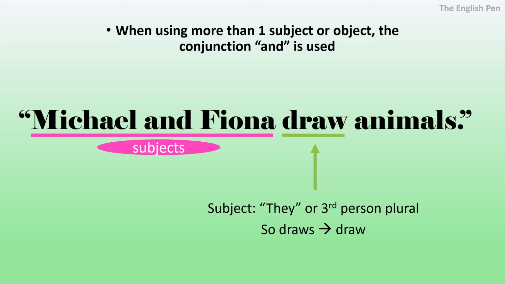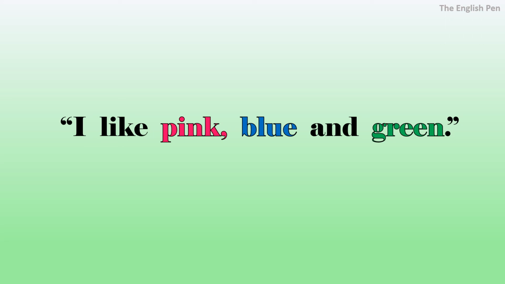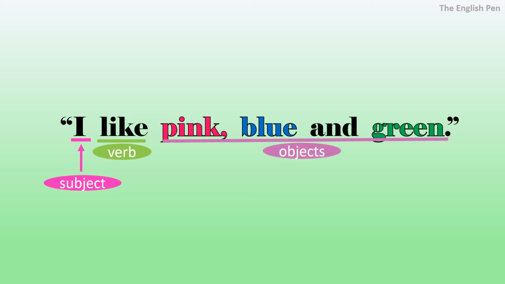Just like subjects, there can be more than one object in a sentence. We can join multiple objects by using and. For example, I like pink, blue, and green. First of all, we need to identify the subject. The subject is I. Then identify the verb. What do I do? I like, so like is the verb. Finally, I like pink, blue, and green. So all three are the objects of the sentence.